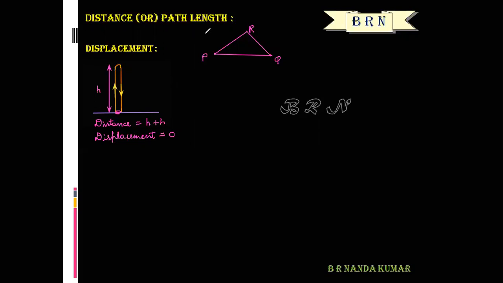This is another example. This is the first example. This is the second example. The first example, what is the total distance? Total distance traveled by a particle is PR plus RQ. And what is the displacement here? Displacement, that is PQ, right? So in the second example, distance is h plus h, that is 2h, displacement is equal to 0.